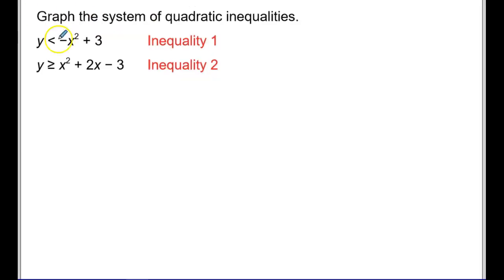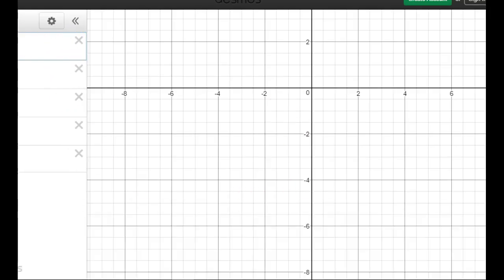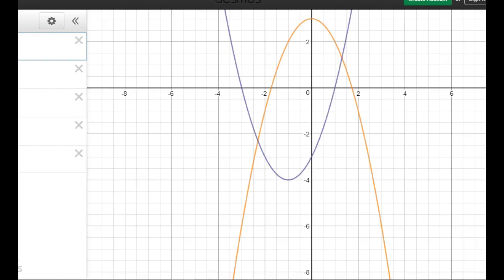Okay. So now we're also looking at some systems of inequalities. So here I see I have two different quadratics, and they're both inequalities. So the first step I want to do is I actually have them both here. So here are both of those equations, right? The orange one is that top one, negative x squared plus 3. The purple one is x squared plus 2x minus 3.